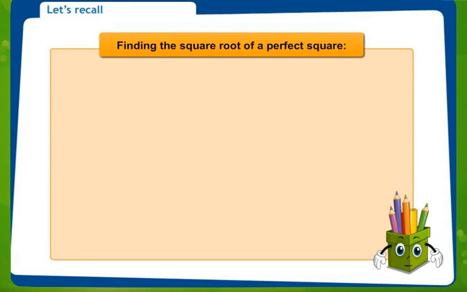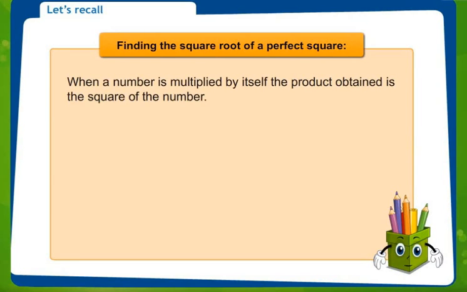As we have studied the different laws of indices, we are now going to study how to find the square root of a perfect square. Basically, what do we mean by a square? When a number is multiplied by itself, the product obtained is the square of the number. Same number multiplied by itself.